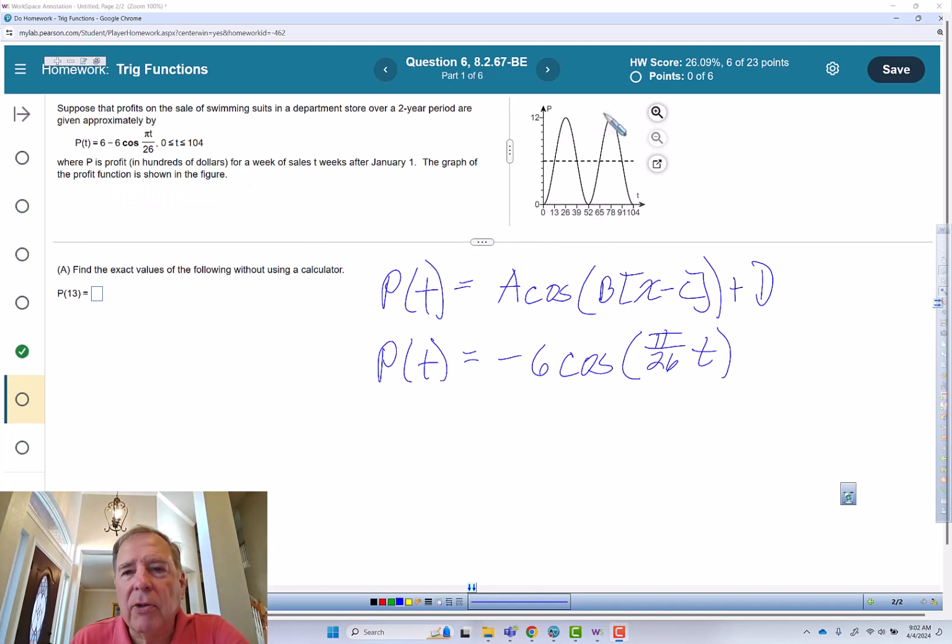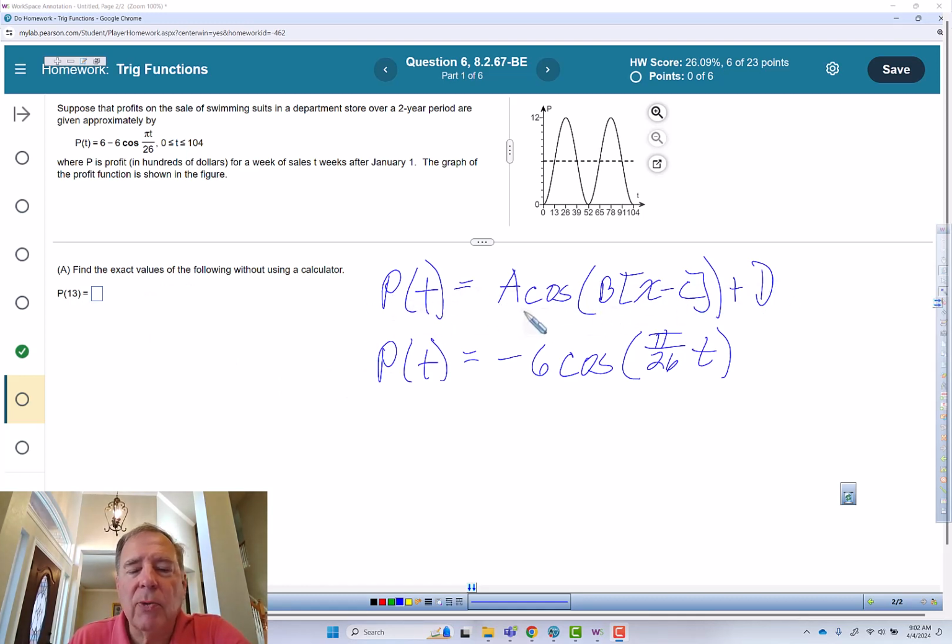So we've got 2 cycles, and it actually is a cosine function, but it's raised by 6 and reflected over the x-axis. Find the exact values of the following without using a calculator. So just looking at the graph here, P at 13 looks like it's right here on the neutral axis, which is going to be 6. Now we're going to look at everything here.